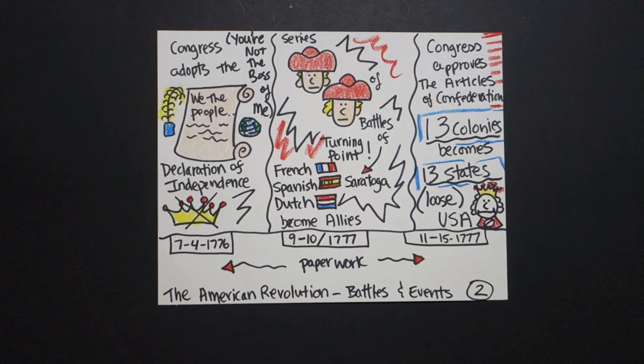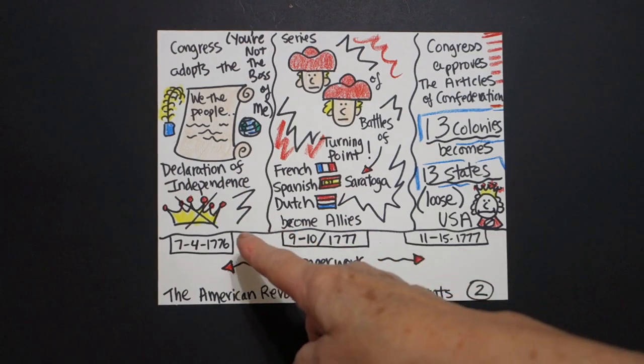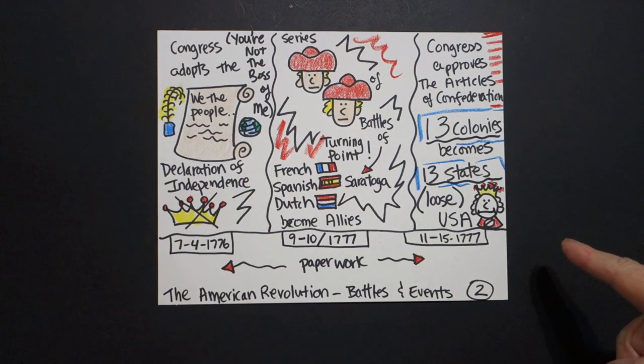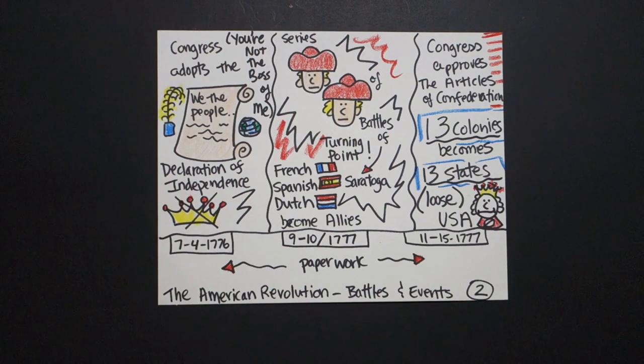Okay, here is my timeline story map all colored in. I call this the paperwork section. Declaration of Independence, Battles of Saratoga, Articles of Confederation. Very important, and this is what made us our country.